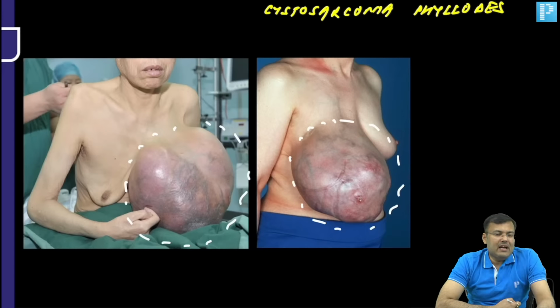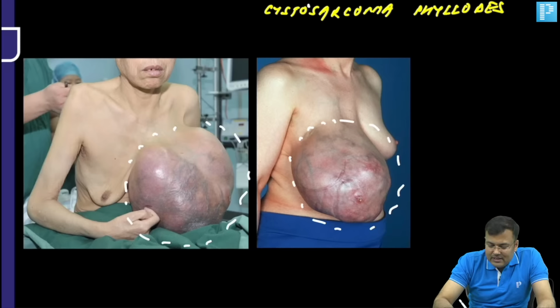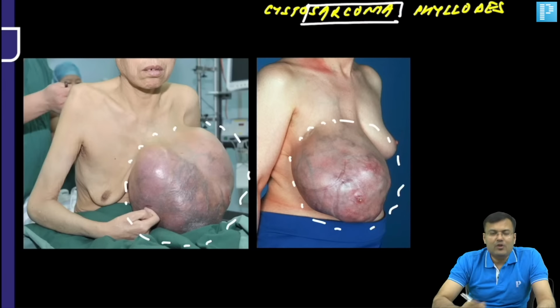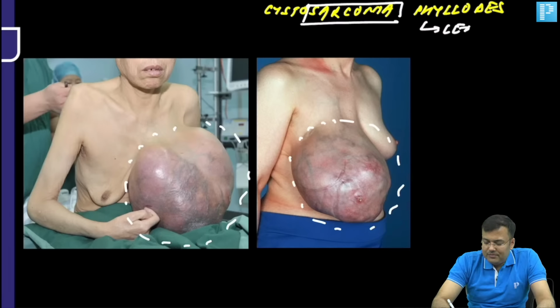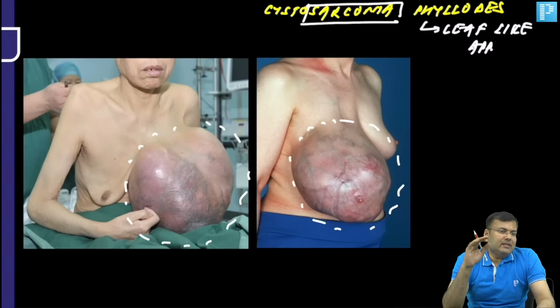So it behaves like carcinoma or sarcoma? Easy question. It is written what? Cysto plus sarcoma. So this tumor behaves like sarcoma. Second, Phyllodes means leaf-like appearance, guys. Since it behaves like sarcoma, tell me what is the most common route of spread?